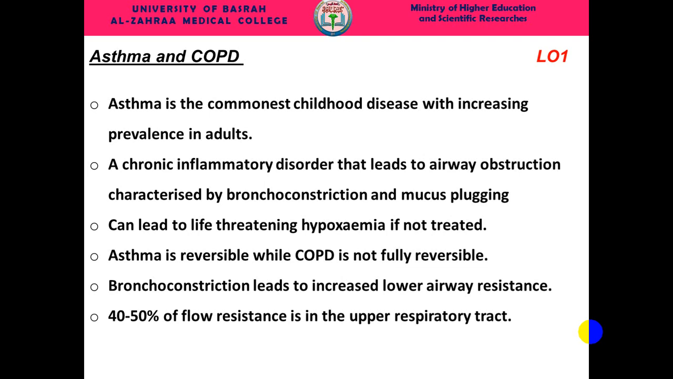Asthma can lead to life-threatening hypoxemia if not treated. Sometimes people may die from asthma, and asthma is a reversible disease, while COPD is not fully reversible, and we said that the reversibility is the main discriminating point between bronchial asthma and COPD. And bronchoconstriction leads to increased lower airway resistance. That's why people with asthma or obstructive lung disease in general will have high residual volume in their lung, and they will have barrel chest. And 40 to 50% of the flow resistance usually is in the upper respiratory tract.